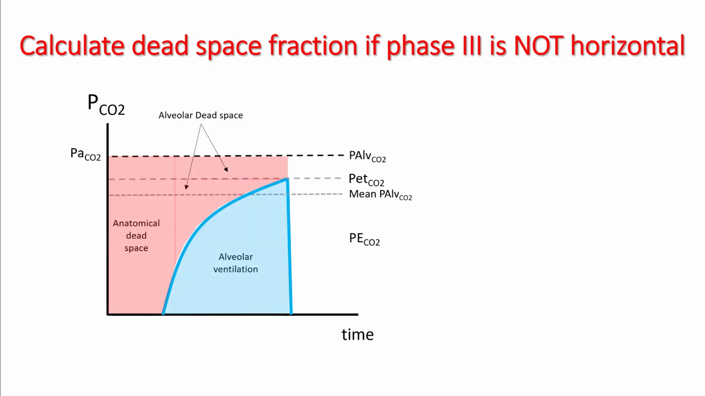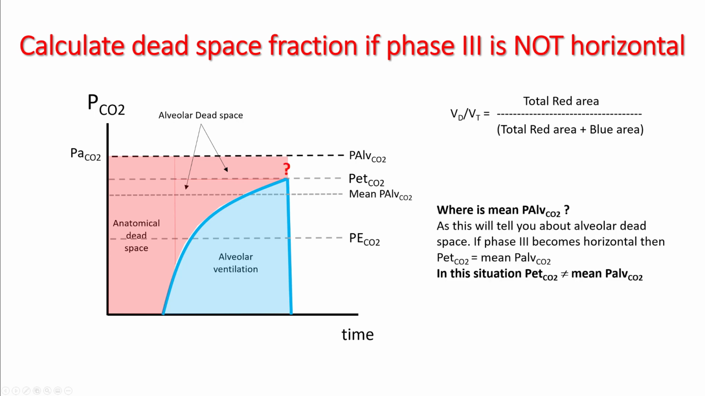The problem comes when the emptying of the alveoli is not uniform, as in a COPD patient, and now instead of a nice looking square waveform, you have a shark fin. Here again the same principles will apply. Your VD by VT will be equal to the total red area divided by red plus blue area. The question is, how do you figure out the red area?